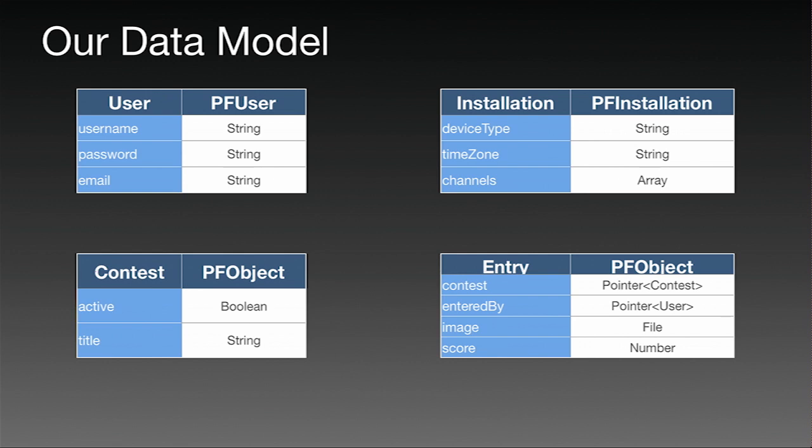Contest. When the user wants to enter a contest, we've got a contest object. It primarily has a title and whether or not the contest is active. And finally, entry. When you actually save an entry, we've got a different entry class represented by a PFObject inside of iOS. It has the fields related to a contest, and the contest points back to the contest that the entry was for. We also have entered by, which points back to the user who actually entered the contest. We have image representing the photo that was uploaded, and a score which gets incremented whenever somebody votes. So that's our data model and how we got started.